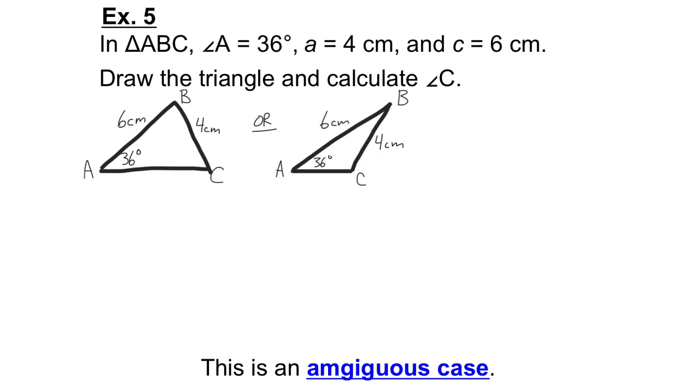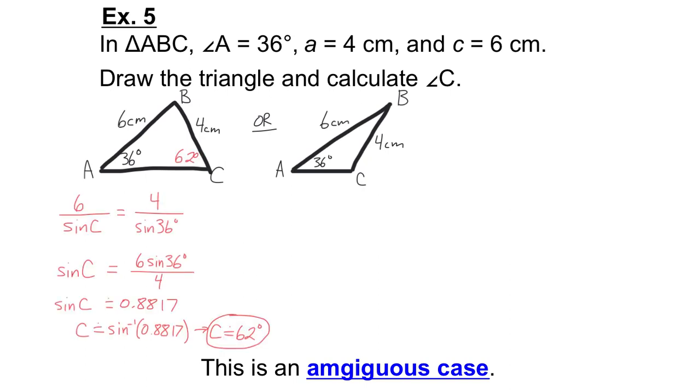Now, it's easier to start with the acute possibility. We have a complete matching pair, angle with opposite side, and we can use the sine law to solve for angle C. So when I use the sine law to solve for angle C, I end up with about 62 degrees, which is an acute angle, which matches my drawing. But I want to remind you of the CAST rule.